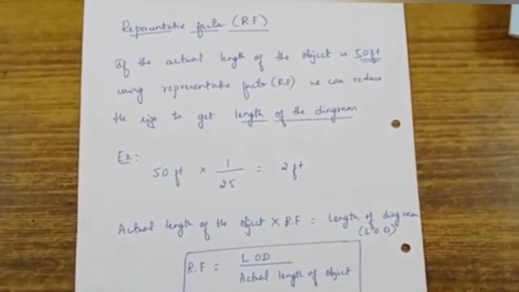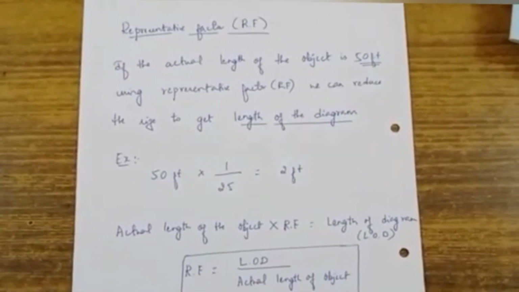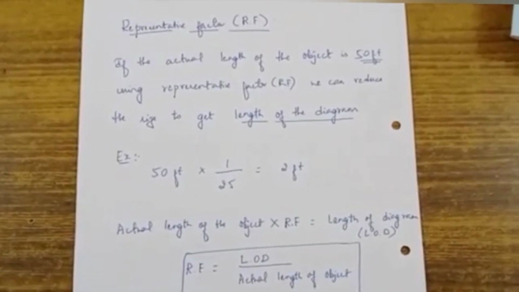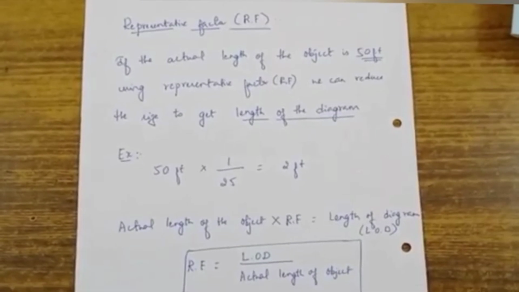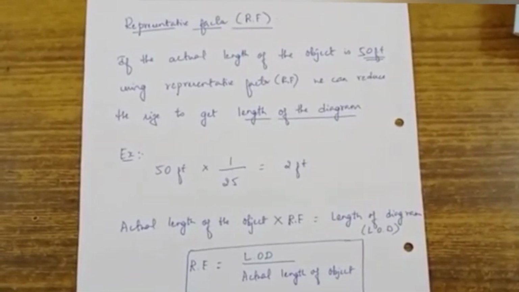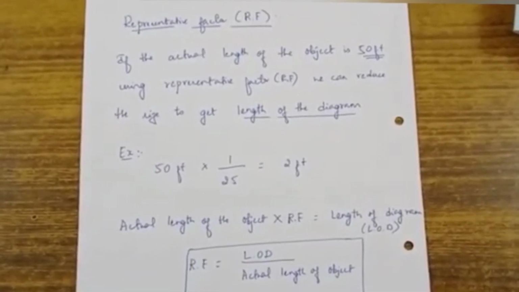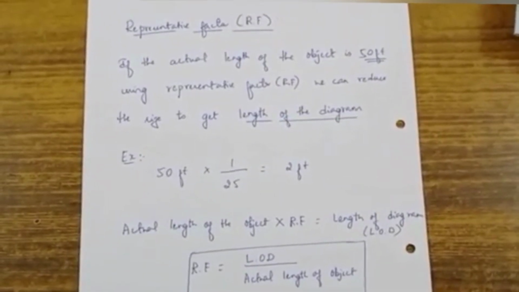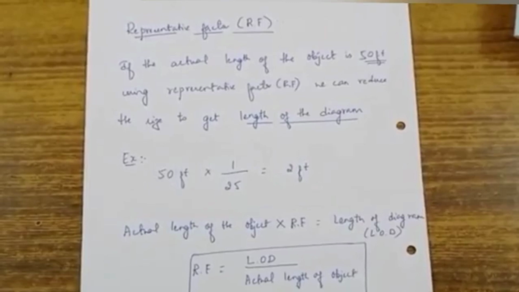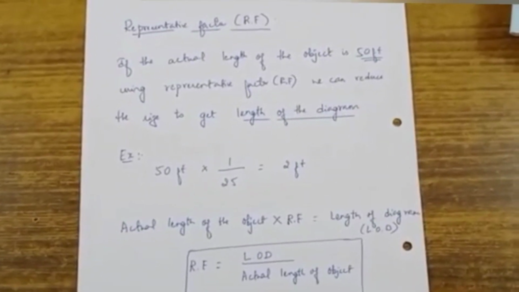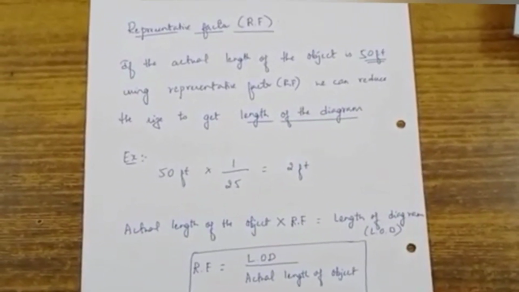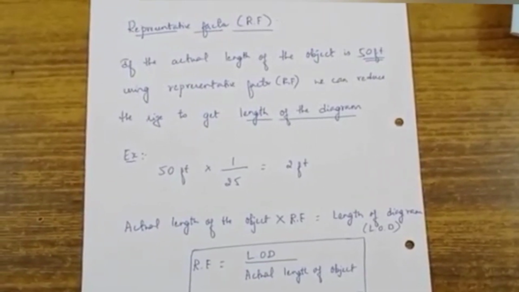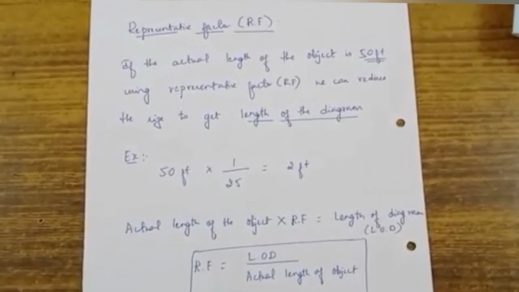Representative factor. If the actual length of the object is 50 feet, using the representative factor we can reduce it to get the actual length of the diagram. So the actual length of the diagram is different and the actual length of the object is different. You can see in the example, 50 feet is the actual length of the object, and using a representative factor of 1 by 25, you get the actual length of the diagram as 2 feet. The same thing is represented by means of a simple formula: RF is equal to LOD by actual length of the object.